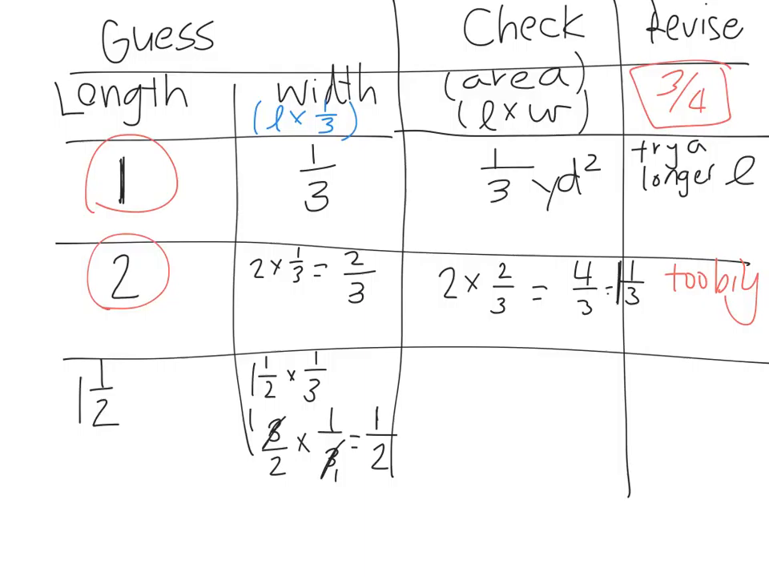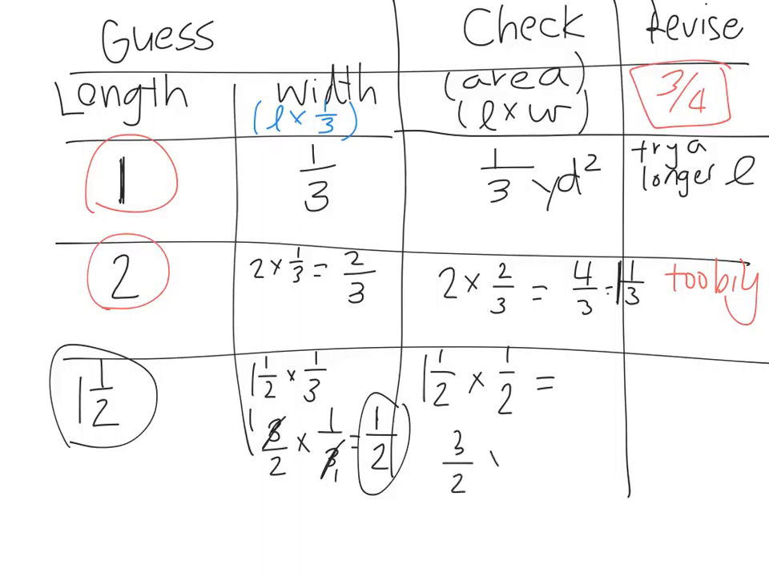How can I check? What do I need to do? I need to check what the area would be. What would the area be if the length is 1 1/2 and the width is 1/2? Matthew? How can I, tell me the formula. Okay, length times width, so my length is 1.5 times the width, which is 1/2. Okay, and let's convert that into an improper fraction. 1 1/2 is 3/2 times 1/2. Okay, let's do the numerator. What's 3 times 1? Denominator? 2 times 2? Oh, 3/4 square yards. Is that what we want?